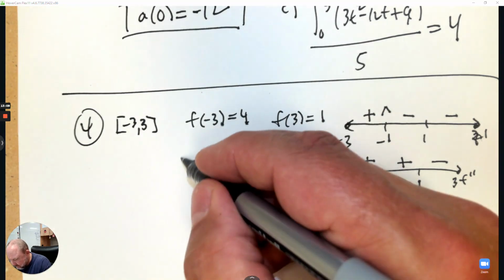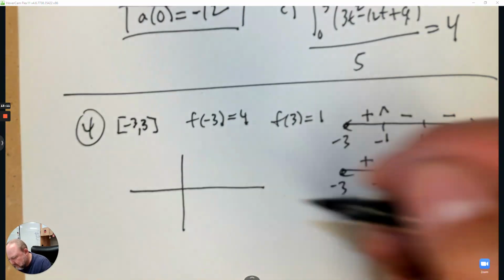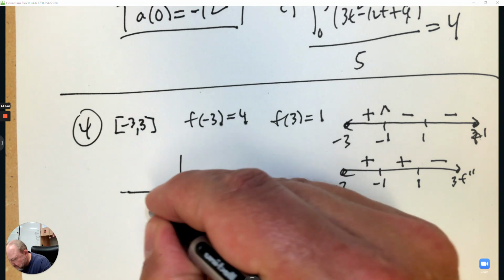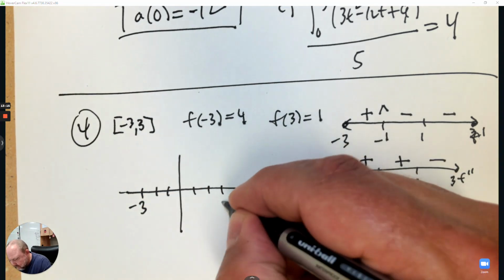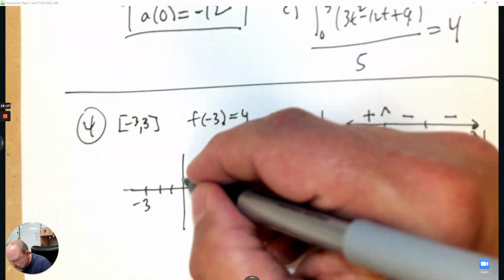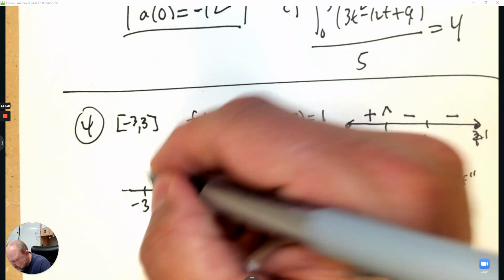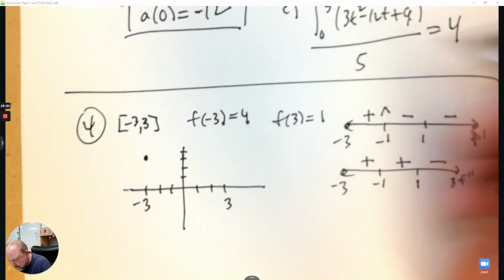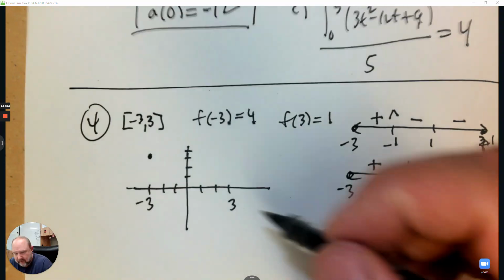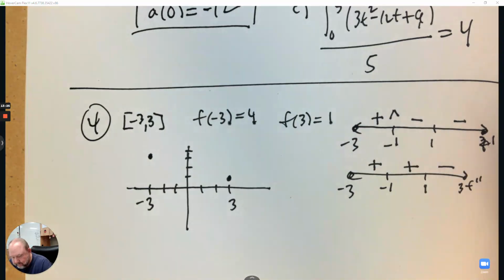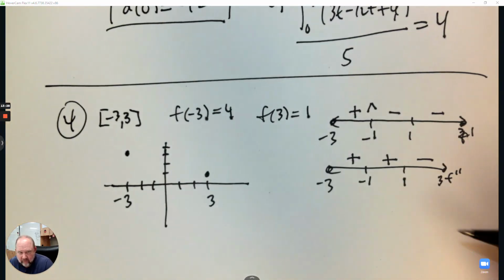We're going to graph this first, at least a sketch. And the sketch goes from negative 3 to positive 3. So at negative 3, it's 4. And at 3, it is 1. And then I'm going to use this to do a sketch.